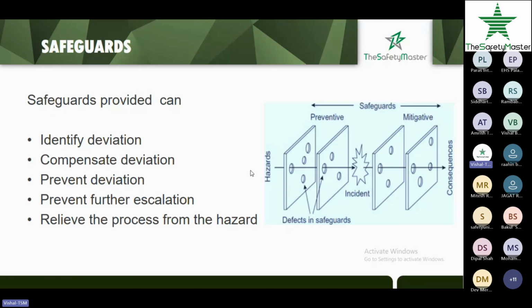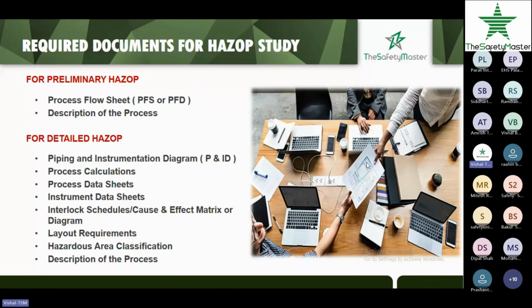So this is how you have to term your safeguards basically. You people know what this is: this is the hazard. You have safeguards, barriers in between to prevent the incident from happening. Still, if you have any loopholes in your safeguards and the incident happens, you should have a mitigative plan, like a plan inside your mind.